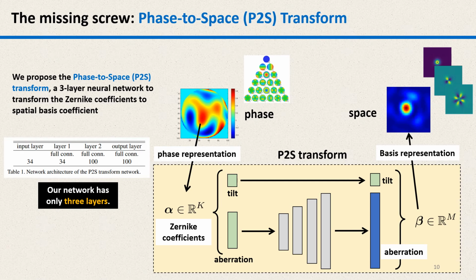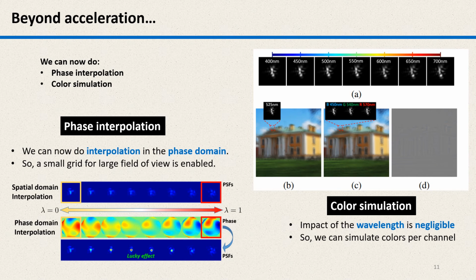Beyond the acceleration, we can now do interpolation in the phase domain. This is a more physically correct way to do interpolation, since naturally the continuity is in the phase distortion of the wave. We've also shown that the impact of the wavelengths on the RGB channels is negligible.